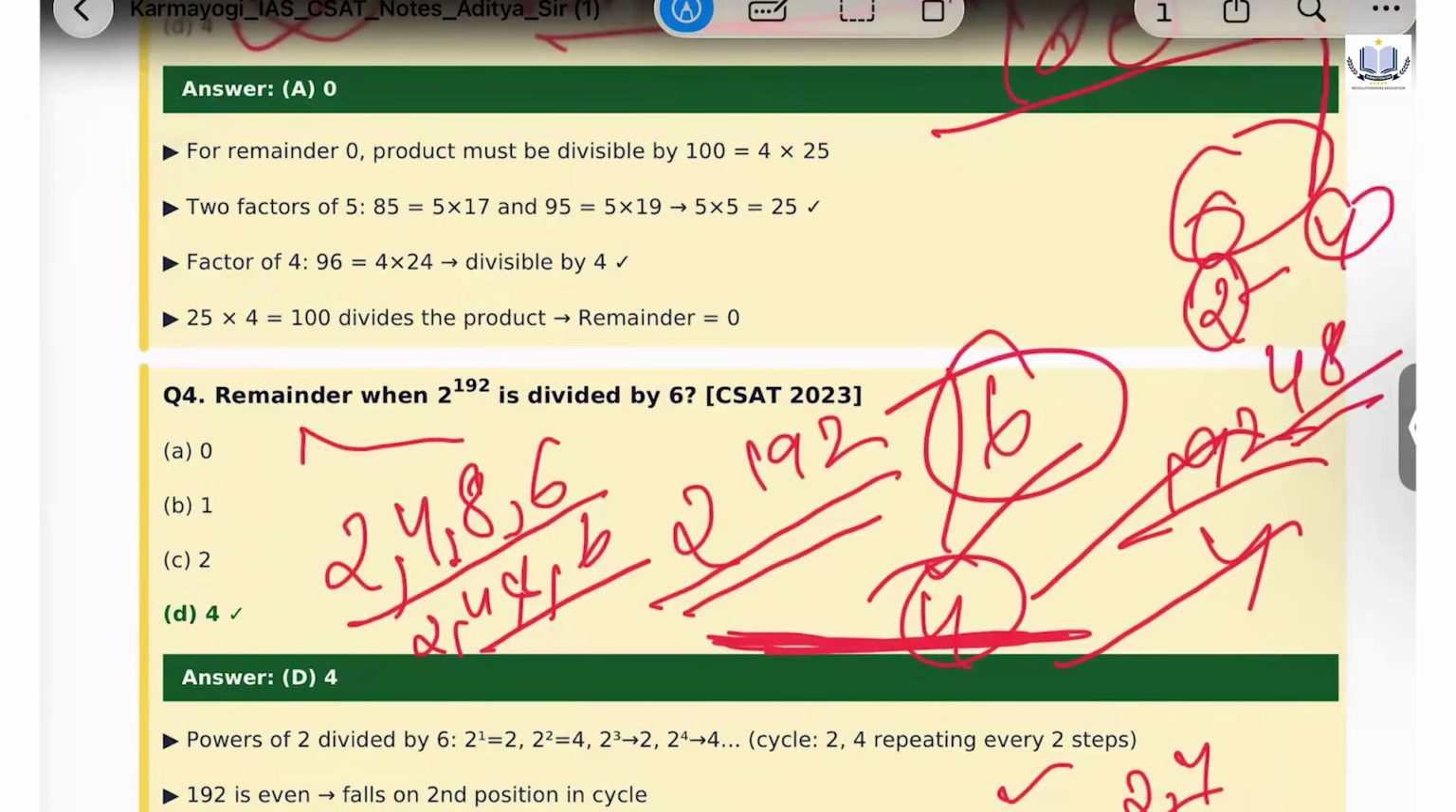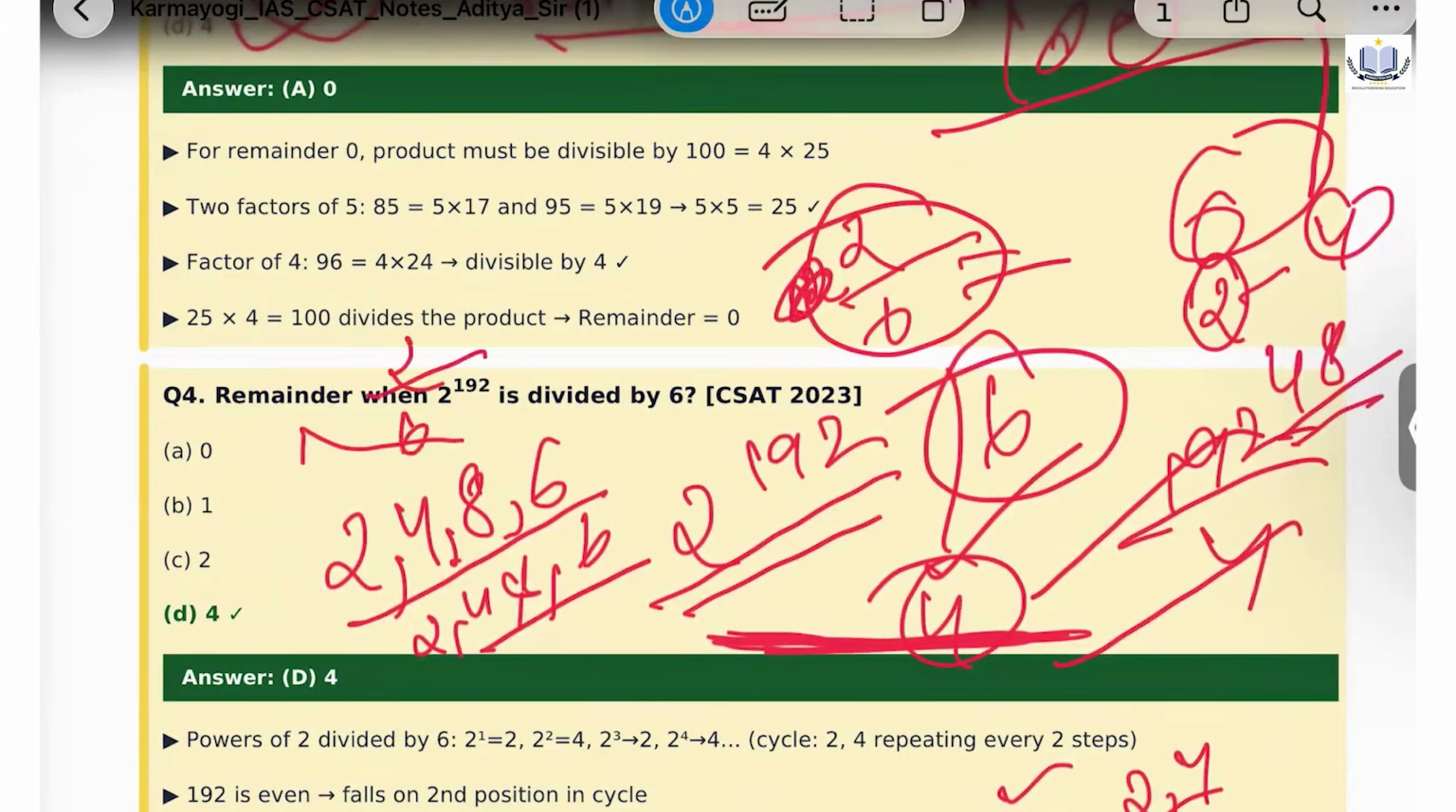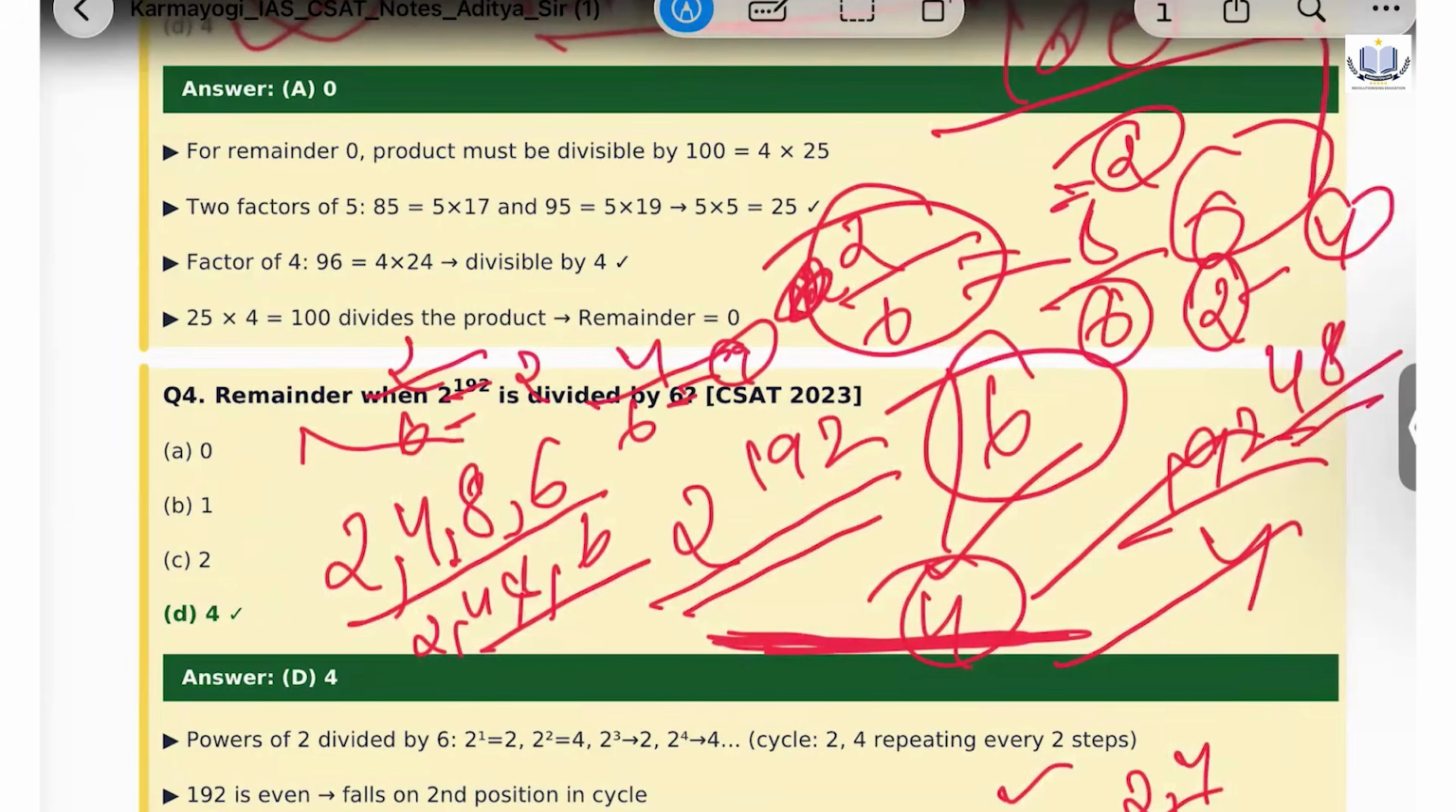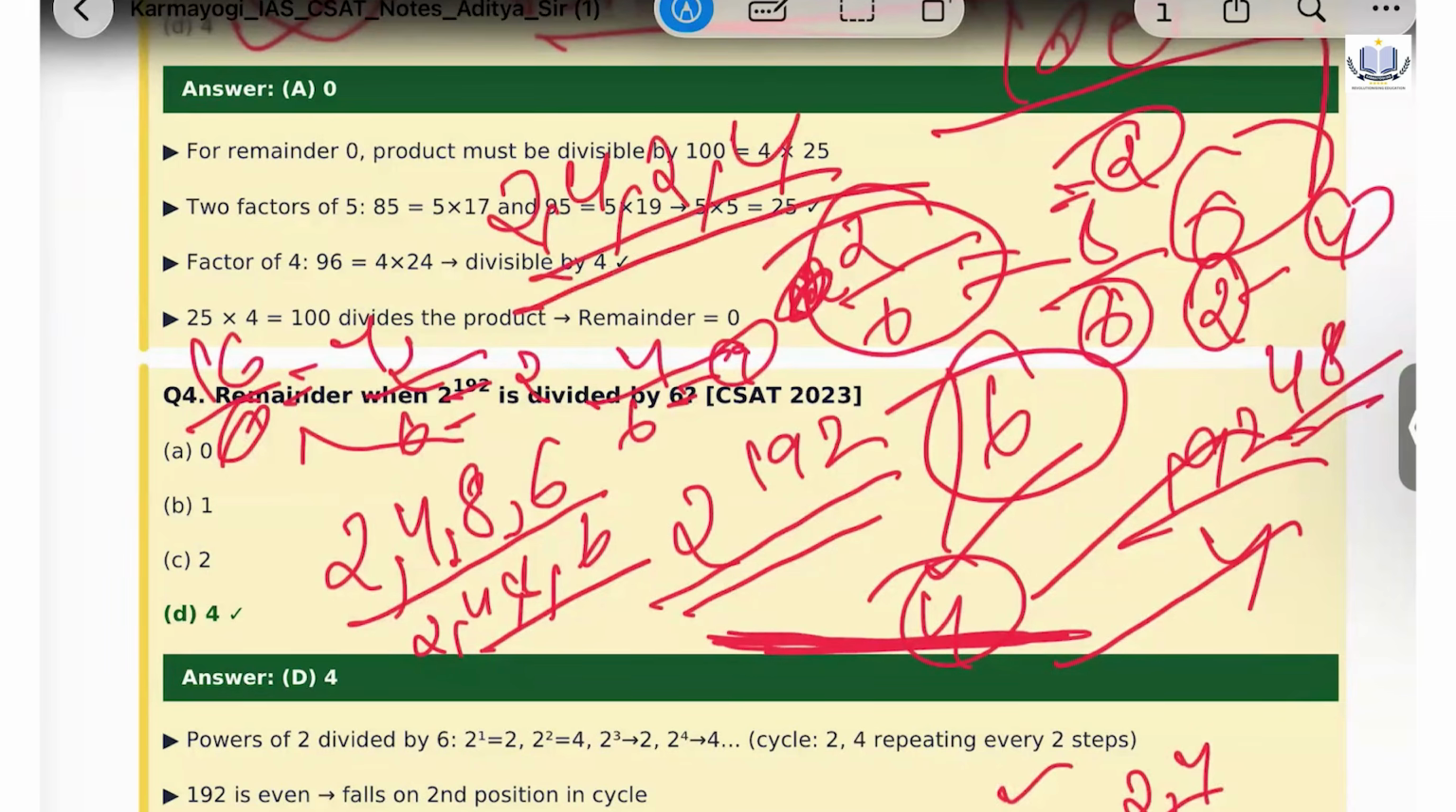Now, whenever you divide powers of 2 by 6, how does it go? 2 divided by 6, remainder will be 2. Then 2 squared is 4, the remainder will be 4. 2 cubed is 8 divided by 6, the remainder will be 2. 2 to the power 4 is 16, the remainder will be 4. So when powers of 2 are divided by 6, it goes in this pattern: 2, 4, 2, 4, 2, 4. So for 2 to the power 192, in this block this is the second one, so the remainder will be 4. This is how it goes.